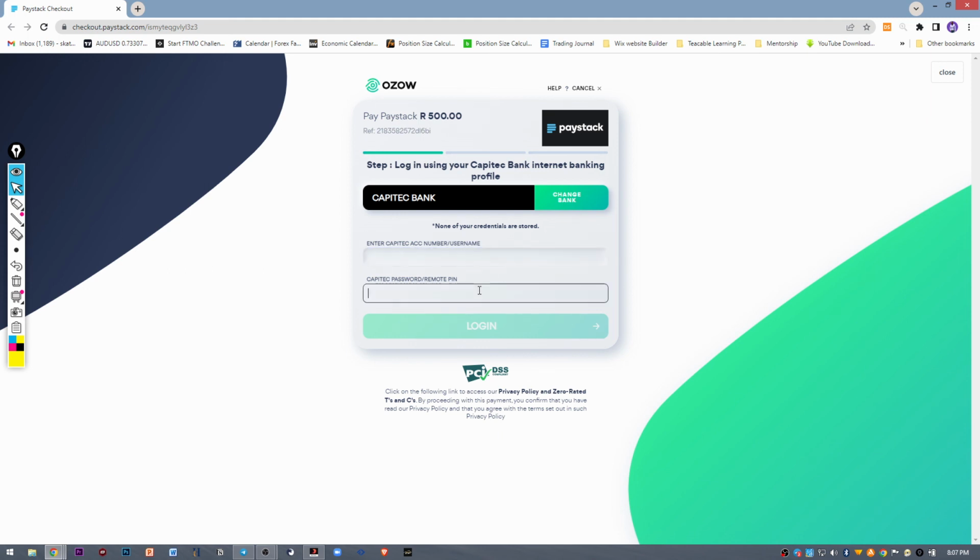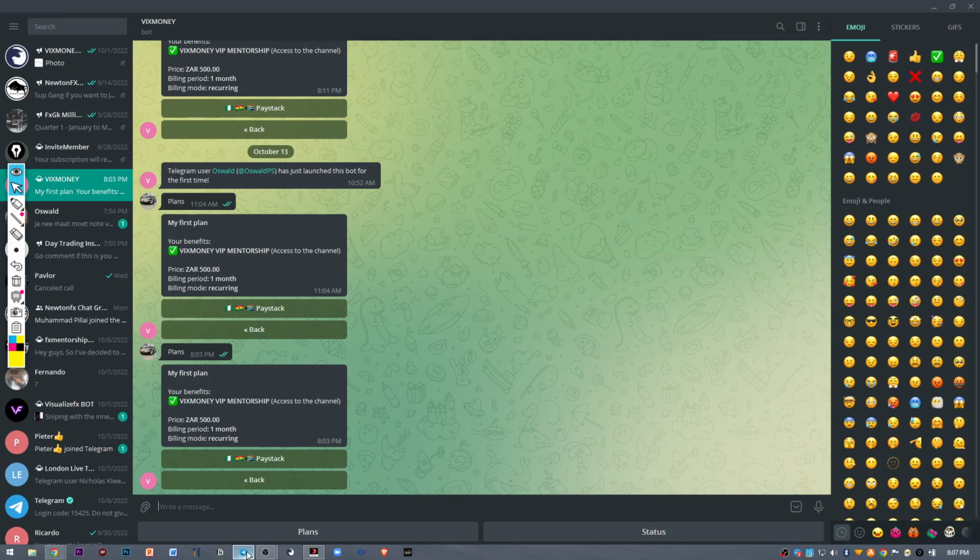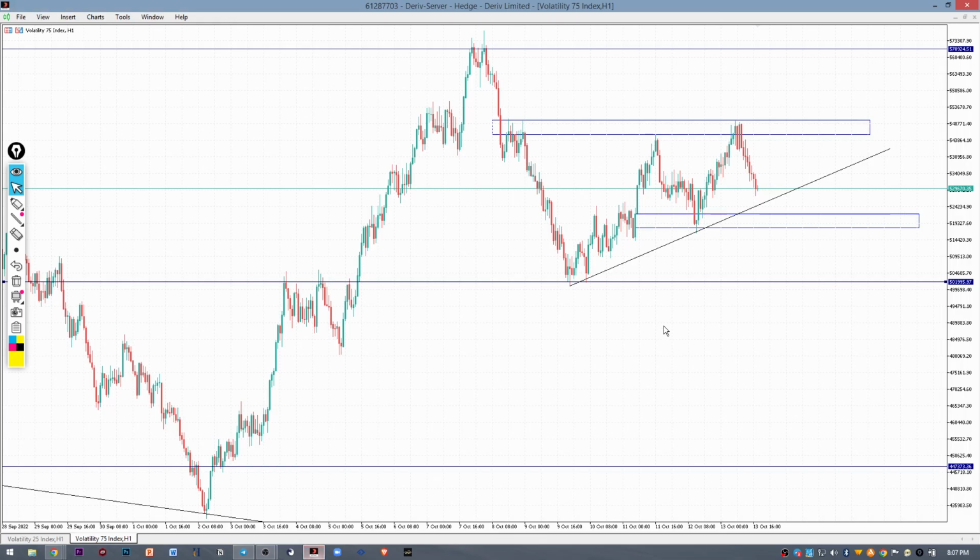So once you did that, guys, you will be automatically put into this VIX Money bot. And I can tell you, guys, great things are going to take place for you. You will uplift yourself as an individual, and you will be on the next level, guys. I can promise you that. We're going to be on the charts every single day. You're going to enjoy your journey.